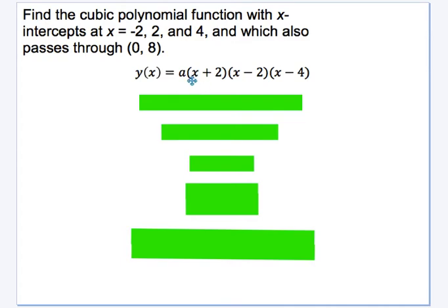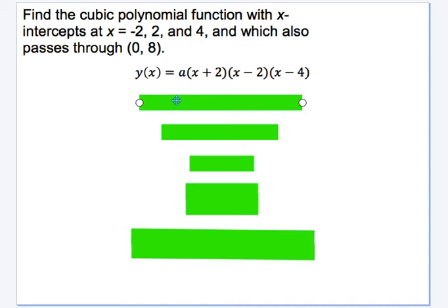So start setting up your factors. The negative 2 becomes a factor x plus 2. The 2 here creates a factor x minus 2. And then the 4 here becomes x minus 4. That's our factor.